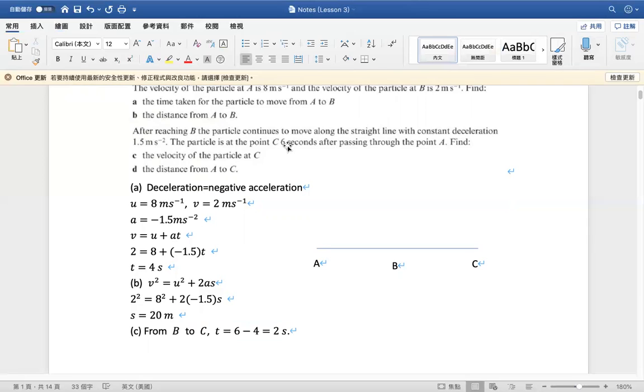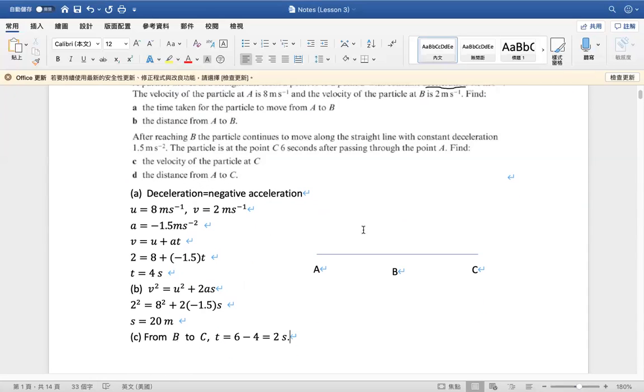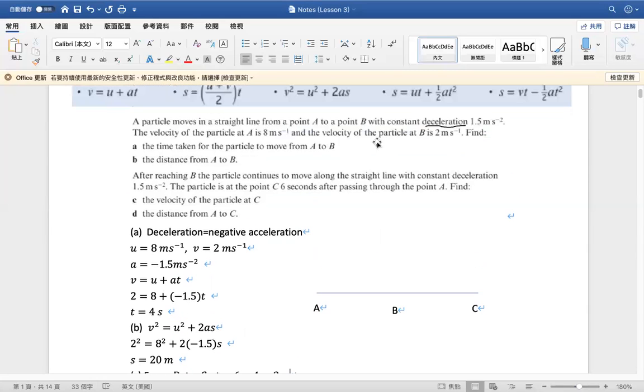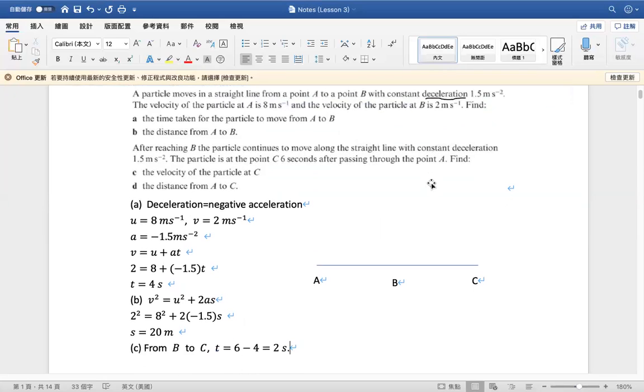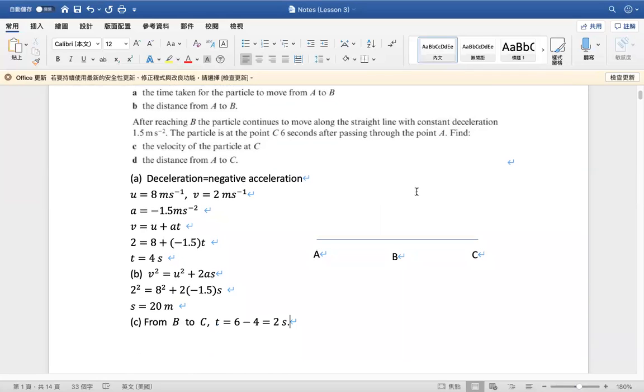Okay, and then we have the time. What else do we have? Actually, we have the initial velocity at B as well, right? Because the question mentions that the velocity at B is 2. So at B, that's the initial velocity. Okay, so U is 2 meters per second.